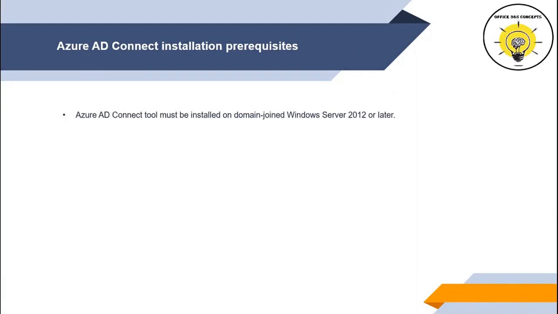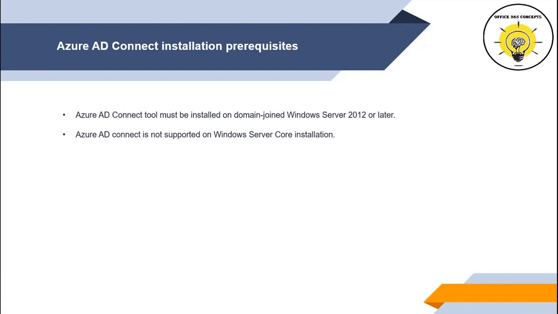The Azure AD Connect tool must be installed on a domain-joined Windows Server 2012 or later. Azure AD Connect cannot be installed on Small Business Server or Windows Essentials 2016. It can be installed on Windows Server Essentials 2019. Moreover, we cannot install Azure AD Connect on a client operating system. That should be Windows Server 2012 or later.